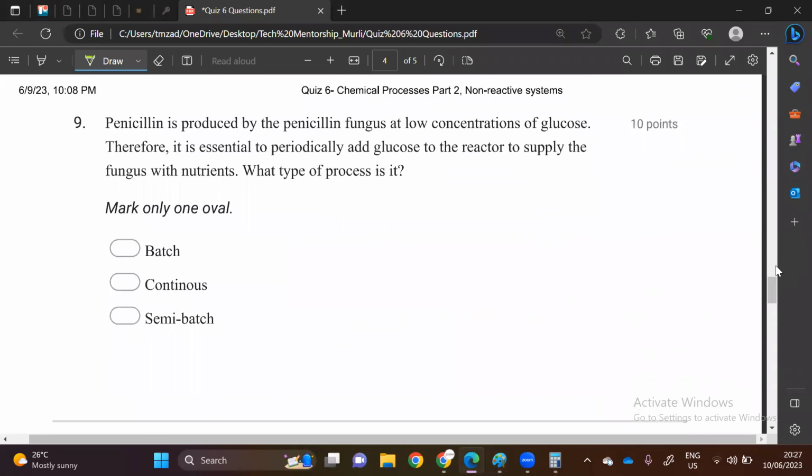The next question. Penicillin is produced by the penicillin fungus at low concentration of glucose. Therefore, it's essential to periodically add glucose to the reactor to supply the fungus with nutrients. Okay, what type of process is it? In general, we talked about that. So mainly it will be batch or semi-batch. If you are trying to get pharmaceuticals as product, it will be mainly the batch or semi-batch. But we are always adding additional nutrients to the system. In the batch process, we are doing it from the beginning, but in semi-batch, we can also do it in intermittent states. Therefore, the correct answer will be semi-batch process.